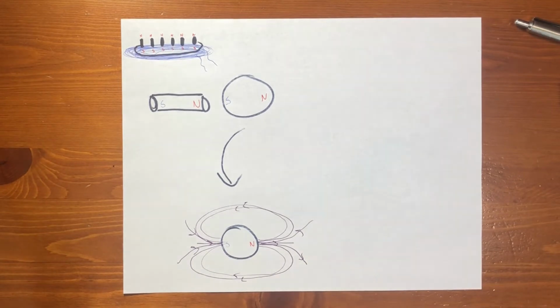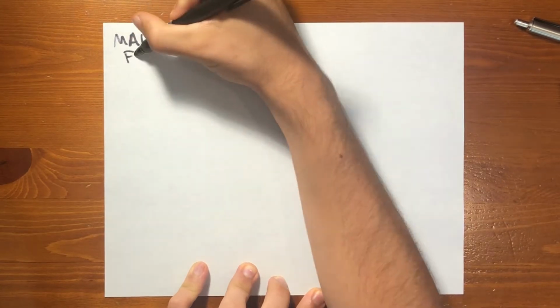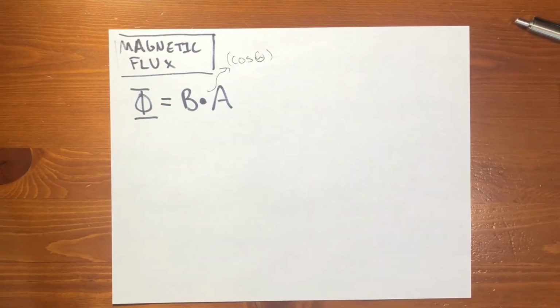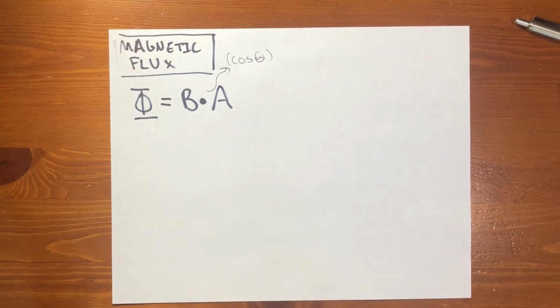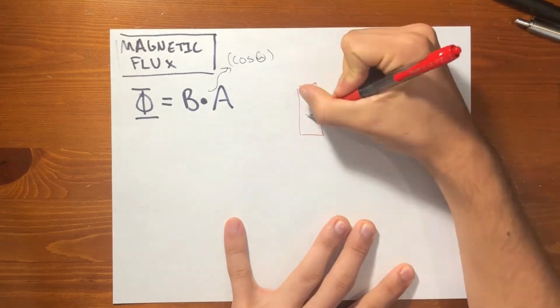Something like that. Before we continue with the model over here, we have to understand something called magnetic flux. Magnetic flux is essentially a measurement of how many field lines are going through a given area. It's represented by the Greek letter phi, and here's the equation. So let's draw a quick little model to understand it.